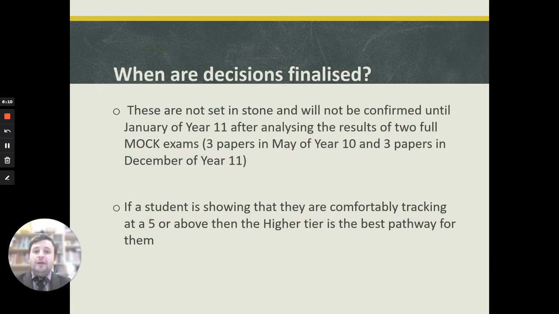So when is a decision finalised? Well, no decision will be set in stone until the January of Year 11 after analysing the end of year papers in Year 10 and the mocks in Year 11. And we use these to say, well, if a student is comfortably tracking at a grade 5 or above, then higher tier will definitely be the best pathway for them. However, if we're thinking they're tracking at a 4 or not secure in that 5, then the foundation is the more suitable tier for them.